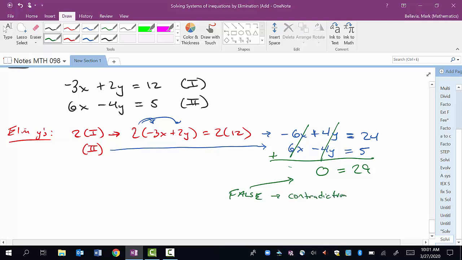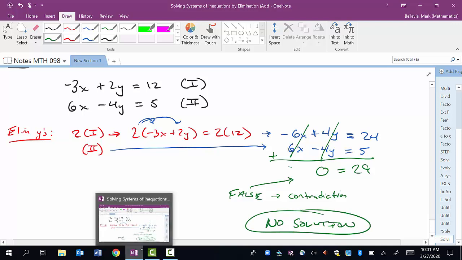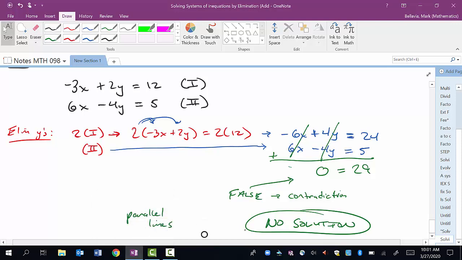contradiction. So when you get a contradiction, all your variables cancel out, and you get some equality that's not true, right? A contradiction is false. 0 does not equal 29. Then that tells you that there is no solution. In other words, the lines never cross, right? That's what we're trying to find. The points where these cross is telling you they never cross, and that's because they're parallel lines. But the important thing to know is that the answer is no solution, right?